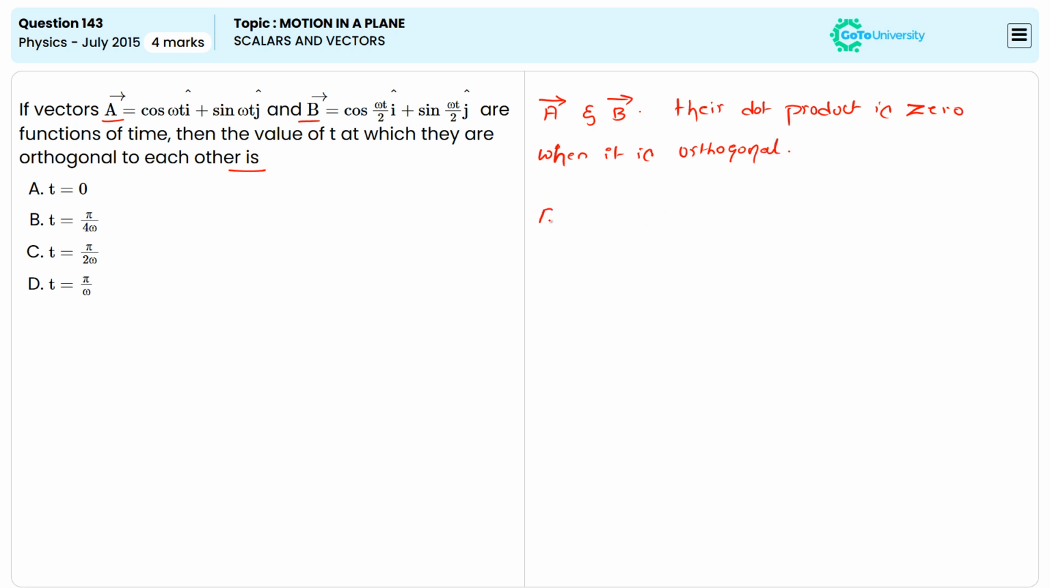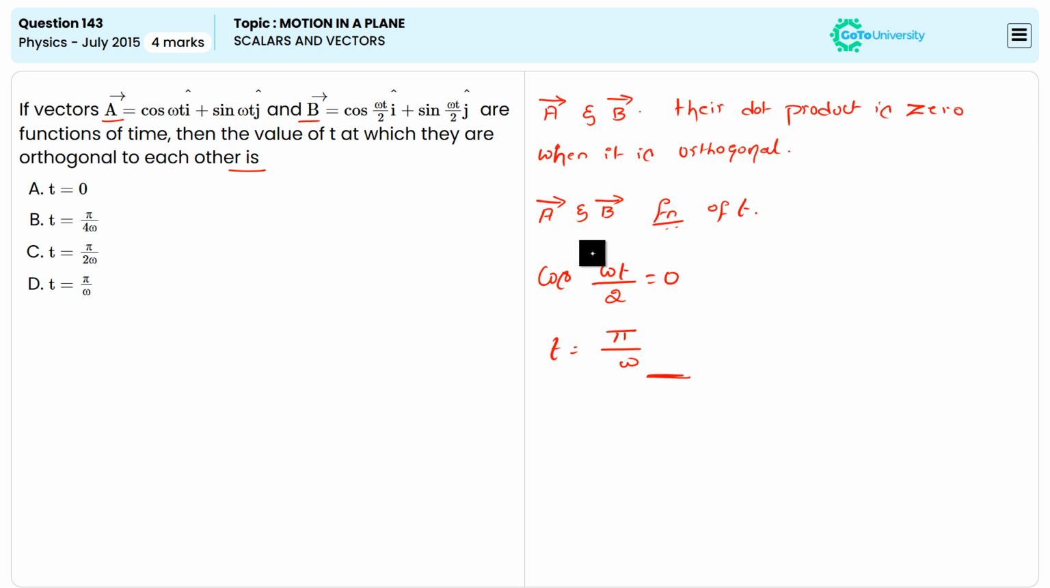Then we can express vector A and vector B as functions of time. When we calculate their dot product and set it equal to 0, we find that cos(ωt/2) is equal to 0. That means this function of t becomes 0 when the argument of cosine is π/2. Solving, t is equal to π/ω.